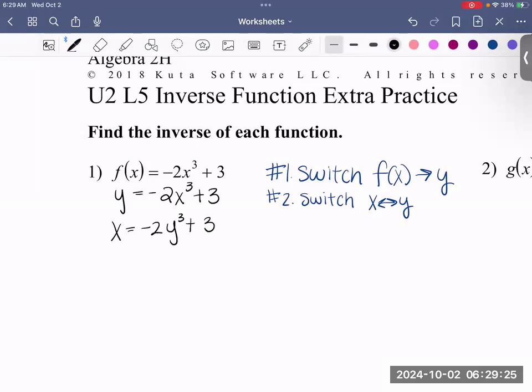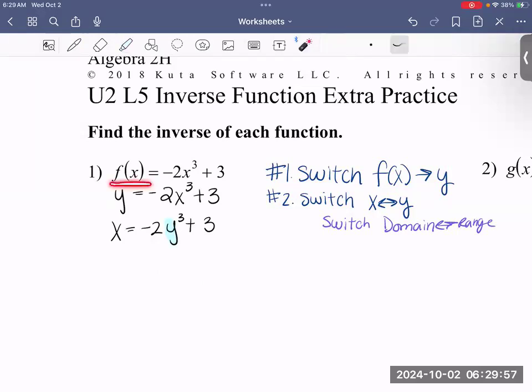Now the process of switching your x's and y's means that we've switched your domain and range. So if we were to ask, hey, what is your domain here? What is your range? We would be able to see that reversal because we've done this process of switching your x's and y's. So now, once we have everything switched, we're going to solve for y.